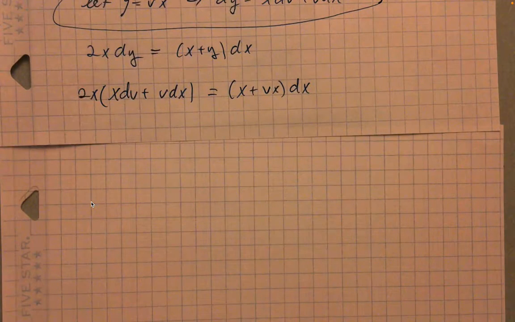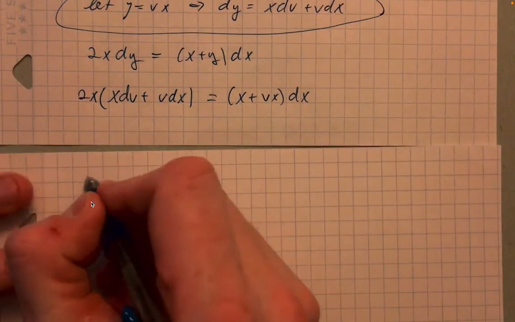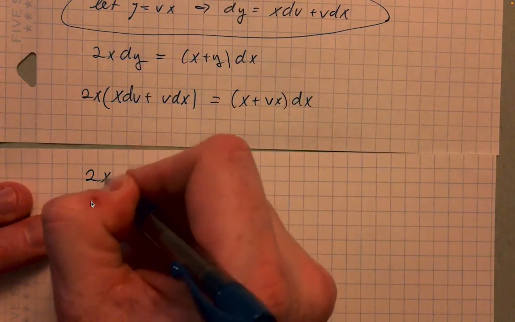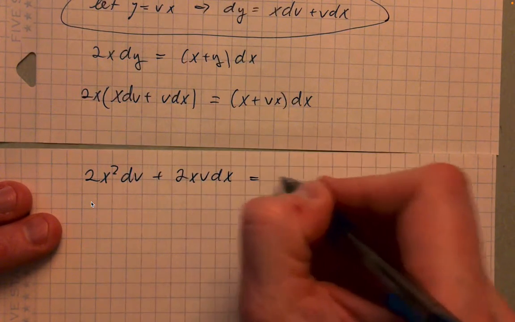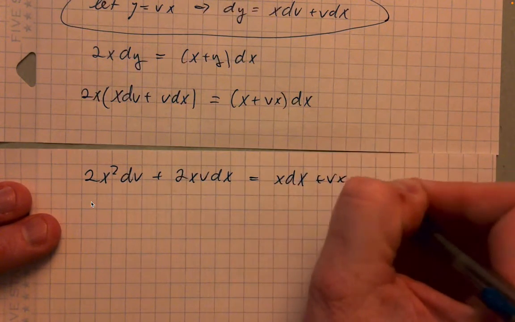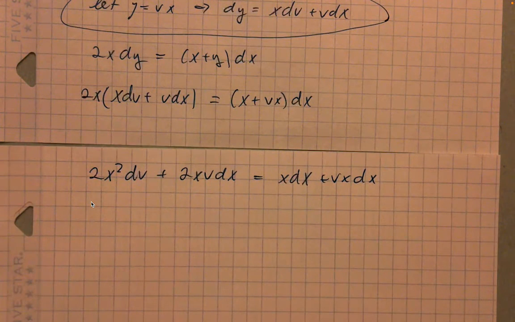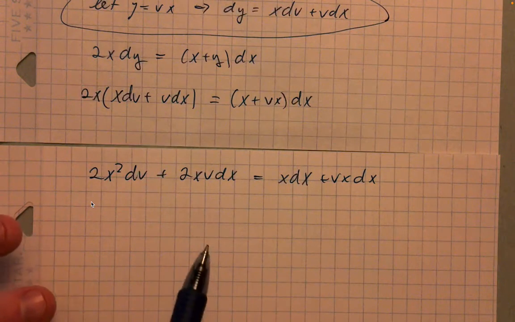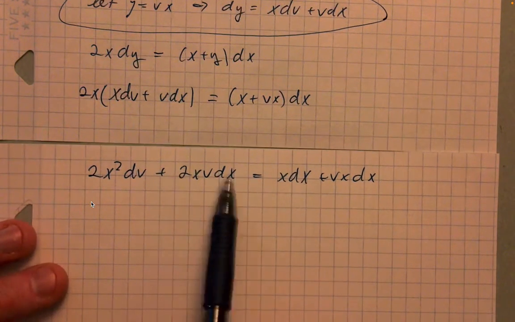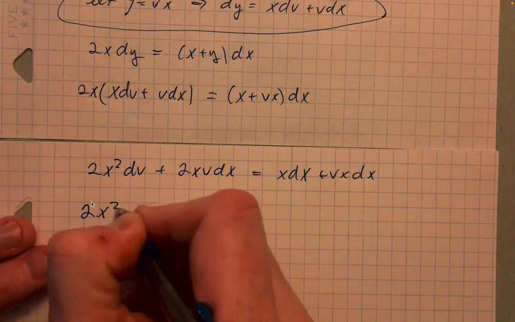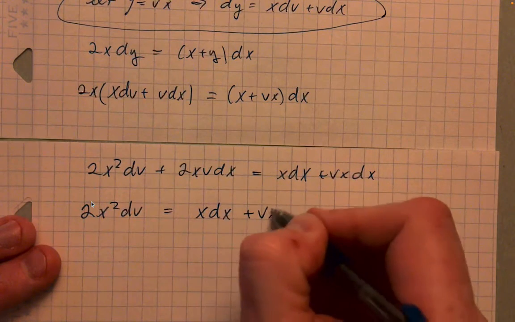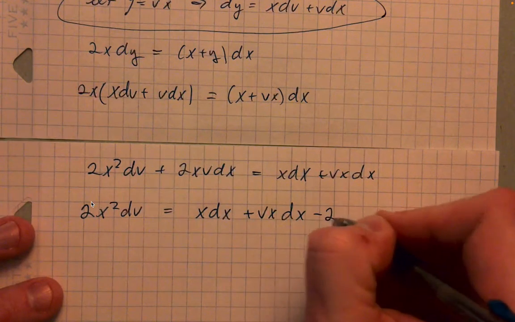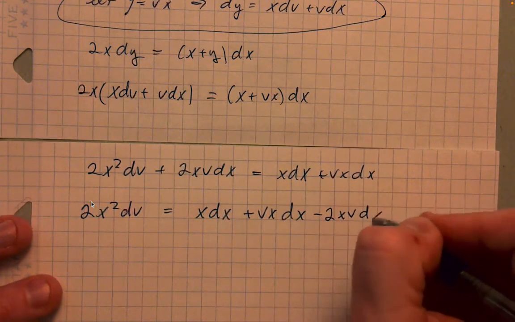And then, as per usual, we're going to expand everything and regroup. So we've got 2x squared dv plus 2xv dx equals x dx plus vx dx. Let's get all of the dx's on one side and all of the v's on the other. So I'll bring this over here: 2x squared dv is equal to x dx plus vx dx minus 2xv dx.